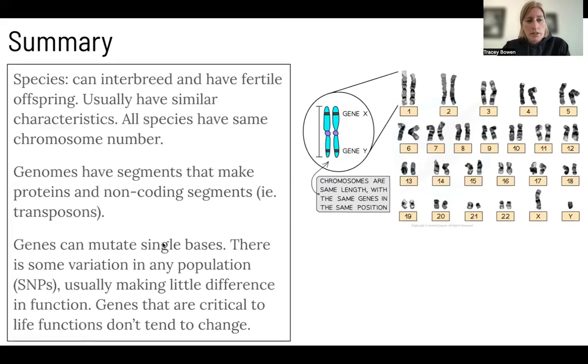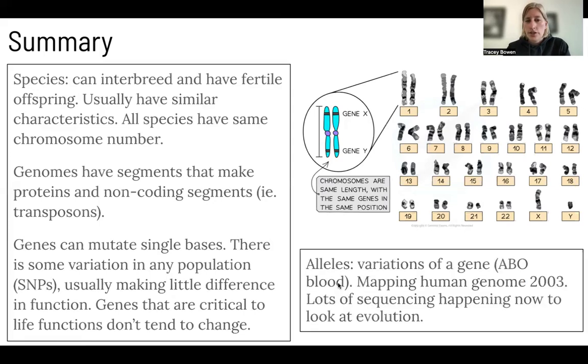These are the SNPs, but that usually makes little difference to functionality. Genes that are critical to life functions don't tend to change. Alleles are variations of a gene, like ABO blood. Mapping of the human genome occurred in 2003, but there's a lot more sequencing of DNA happening now to look at evolutionary pathways. And I mentioned previously a karyogram.